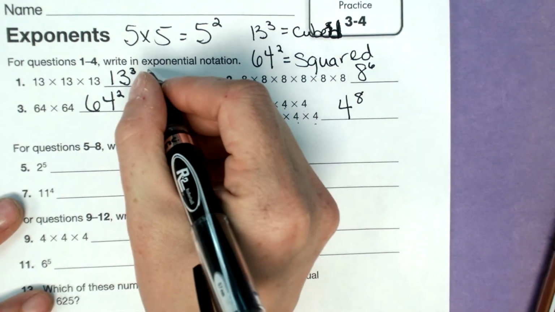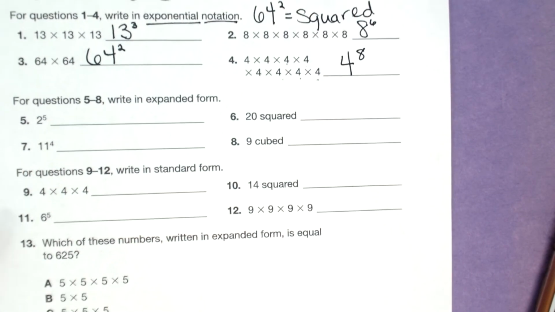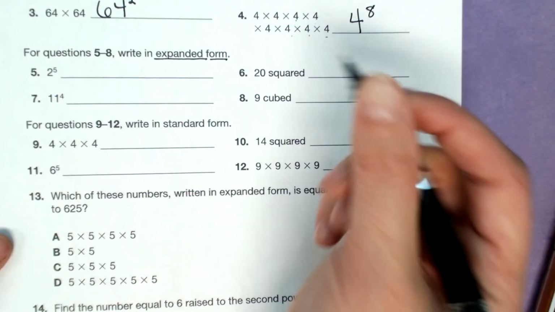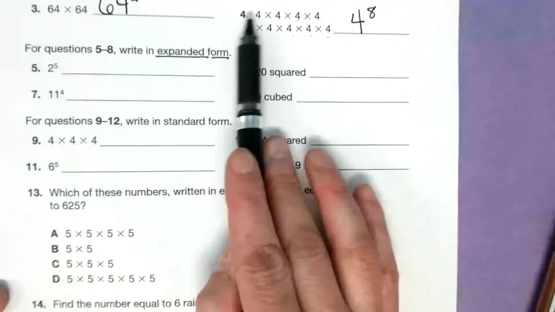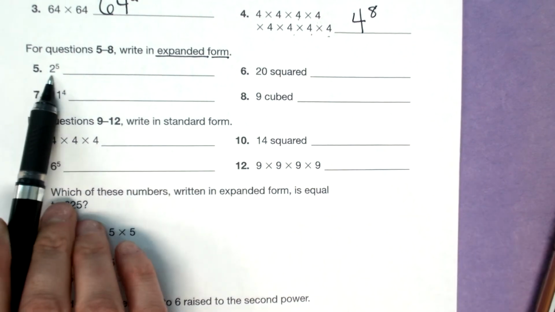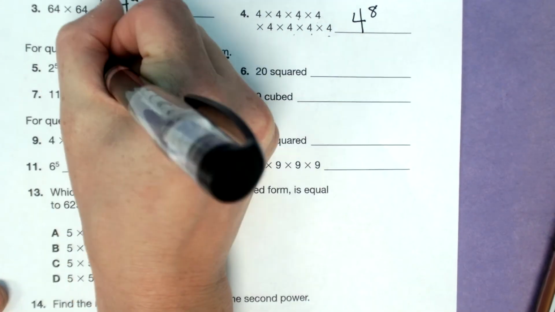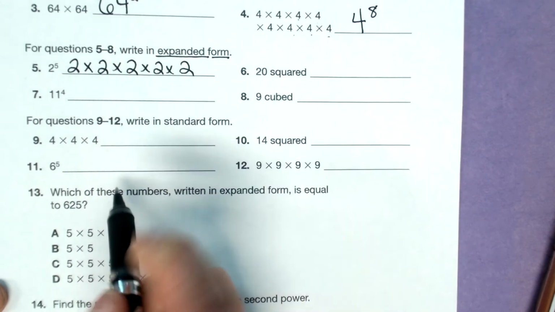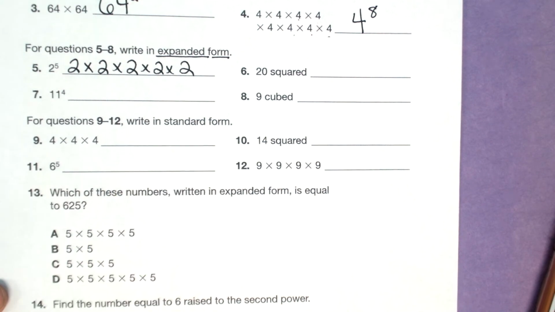So for the first one, we wrote it in exponential notation. The second part, they want us to write it in expanded form. Expanded form is when we blow those numbers up. Expanded form is going to look like these up here, how it's blown up. So we've got 2, and we're going to write it 5 times. 2 times 2 times 2 times 2 times 2. 1, 2, 3, 4, 5. 2 to the power of 5.